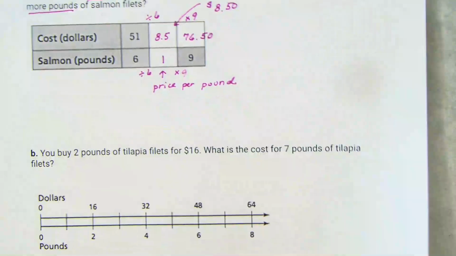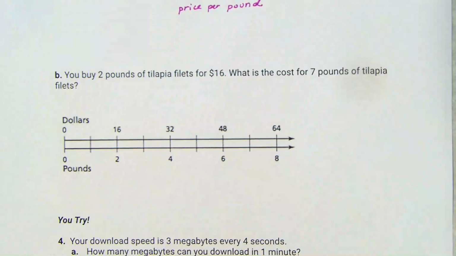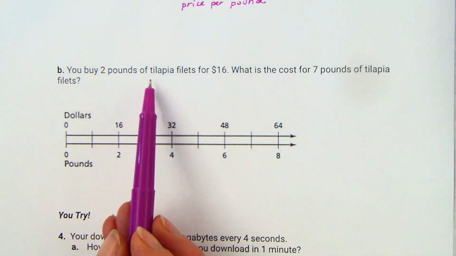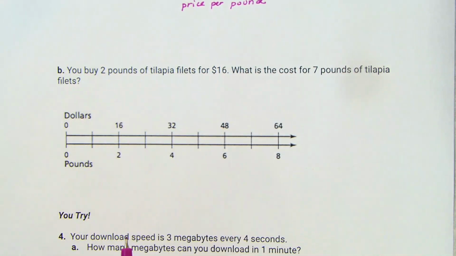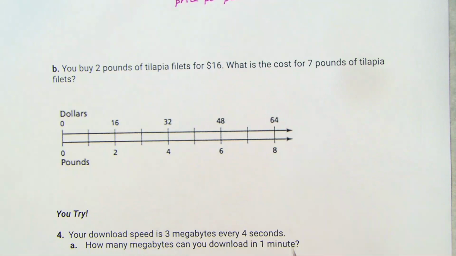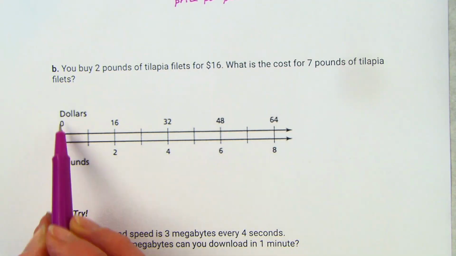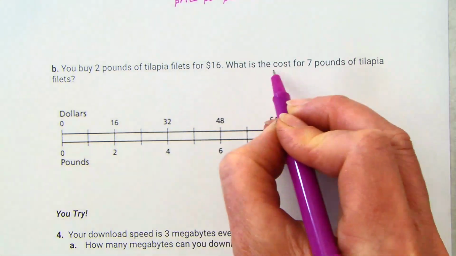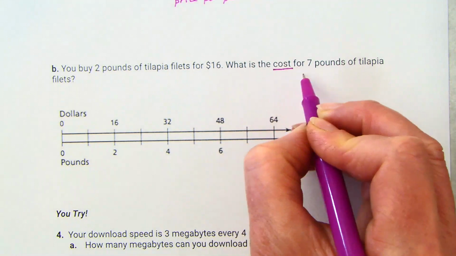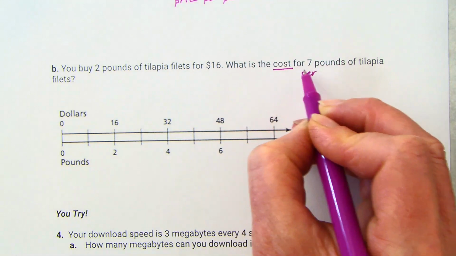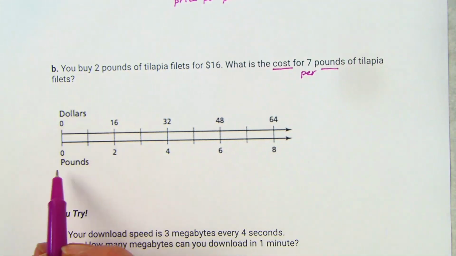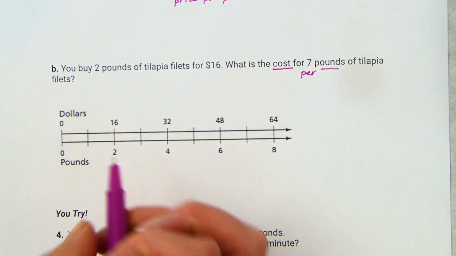Right. And then, oh, my favorite, we get to use the double number line again. Now we're going to buy 2 pounds of tilapia fillets for $16. What is the cost for 7 pounds of tilapia fillets? So again, they both have to start at 0. And we know that we are looking at the end. It says it's the cost per, sometimes they say for, but for is the same as pounds. So put the cost on the top and the pounds on the bottom.